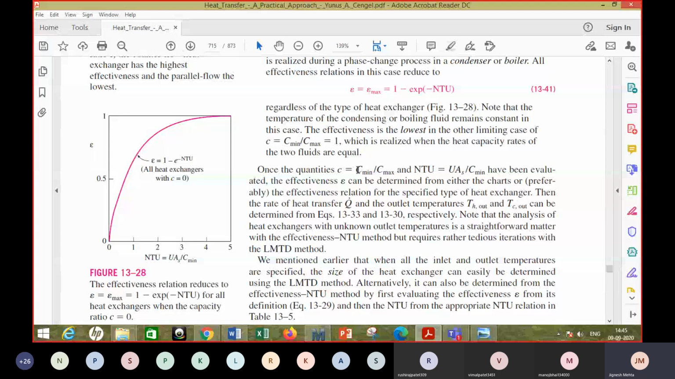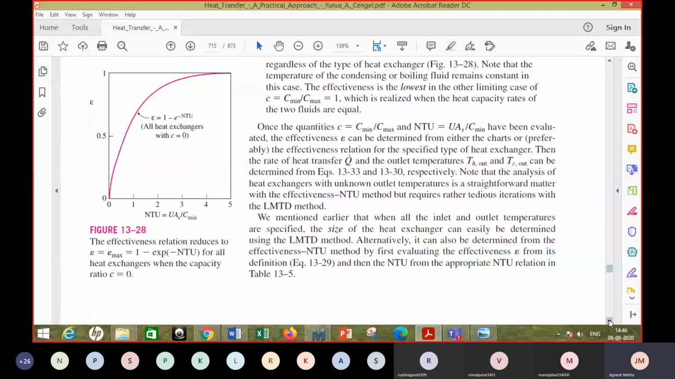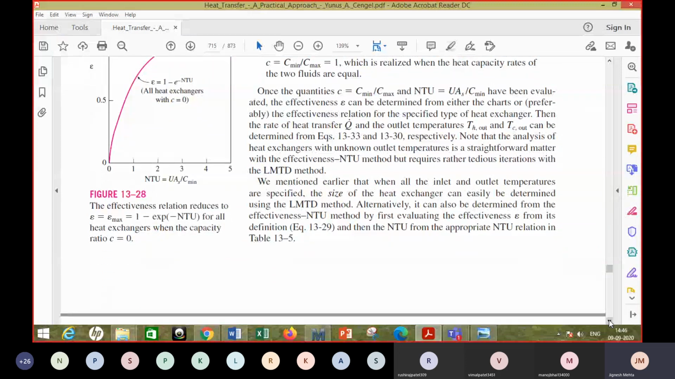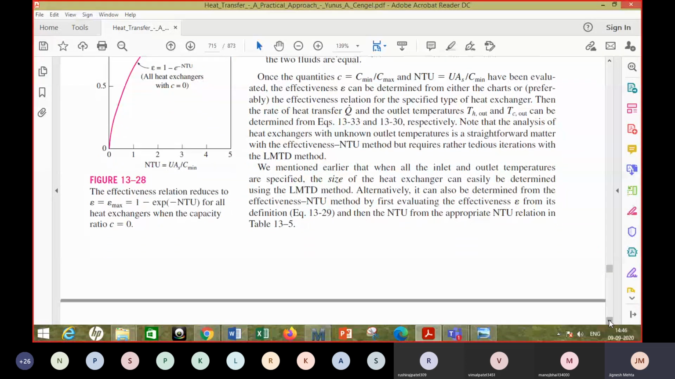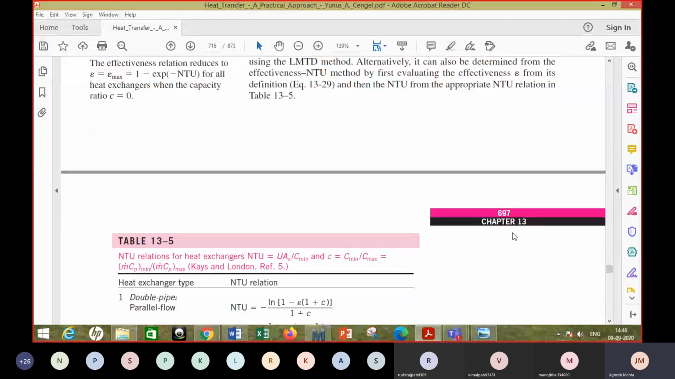Once the quantity C equal to C minimum upon C maximum and NTU equal to UA upon C minimum have been evaluated, the effectiveness can be determined from the charts. So these things have already been done. One of the special cases is that of condensation and boiling, which would be the best cases in a heat exchanger. With the lowest value of NTU, the maximum effectiveness is available.